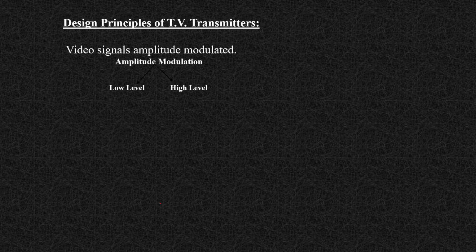Now, design principles of the TV transmitter. Whenever your signal is transmitted, before the transmitter, your signal is modulated. A video signal is amplitude modulated, and your audio signal is frequency modulated. Whenever modulation takes place, it takes place in two ways. One is low level modulation, and the other is high level modulation. Let us see the difference between these two modulation techniques.